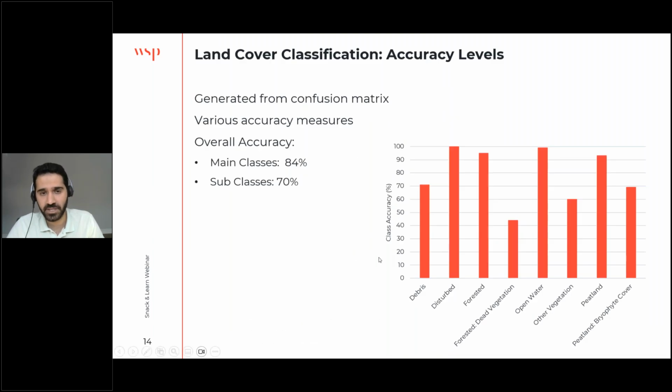Here are the accuracy levels. The classification overall accuracy for main classes was about 84%, and for subclasses the overall accuracy was 70%. I believe we could get a higher accuracy, but they were still good enough for the purpose of our project.